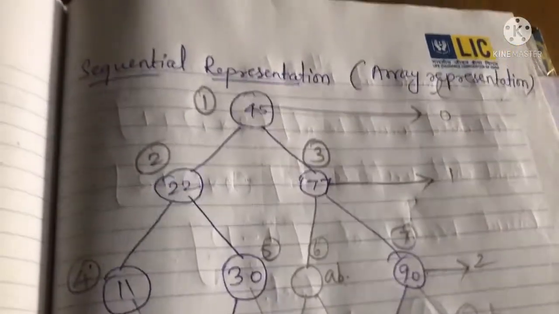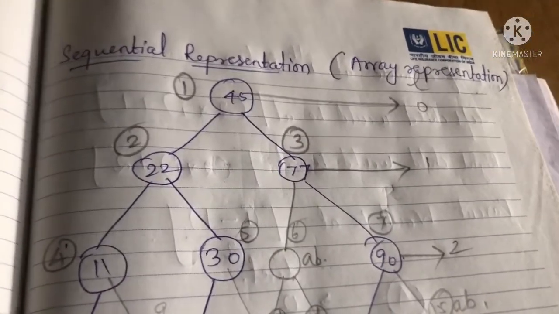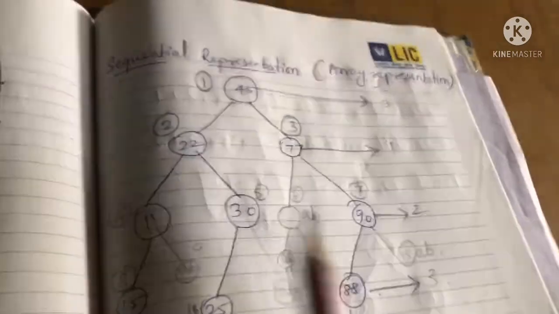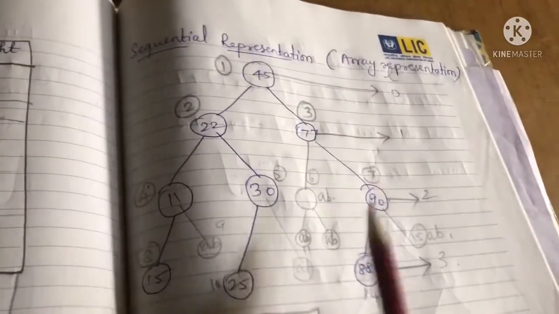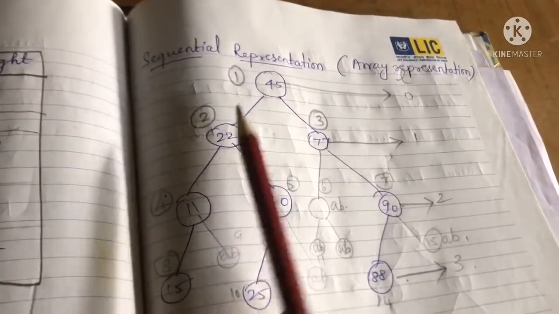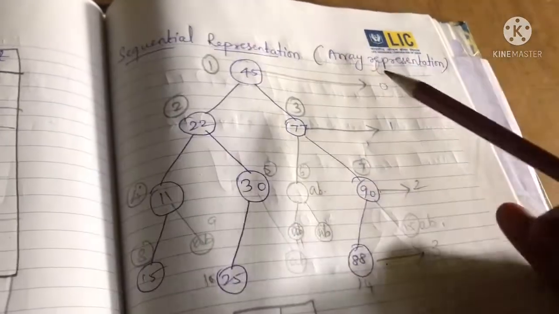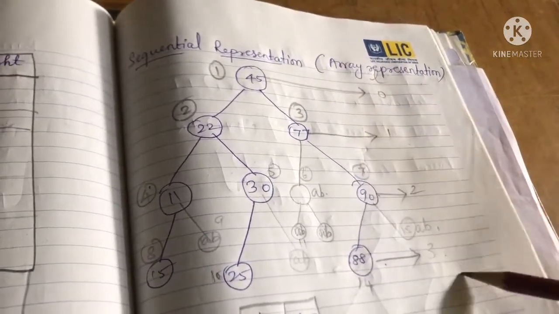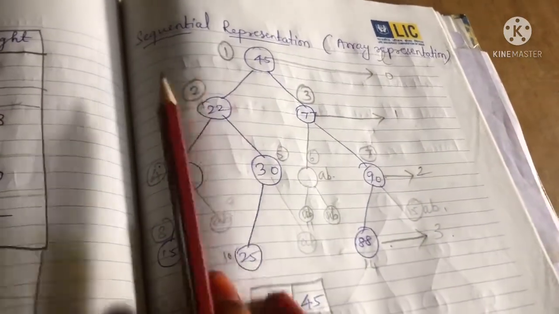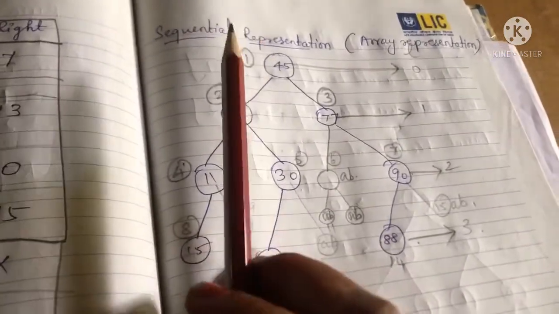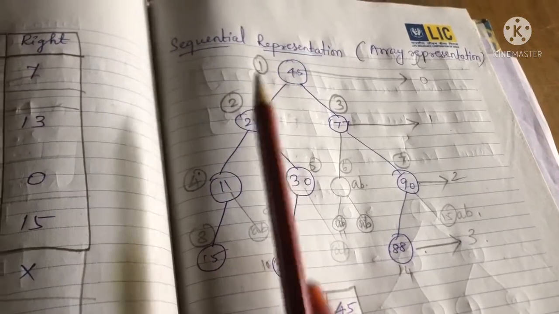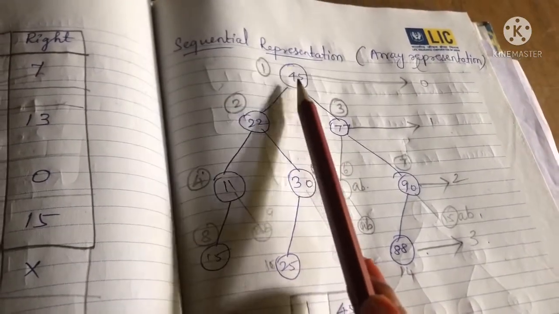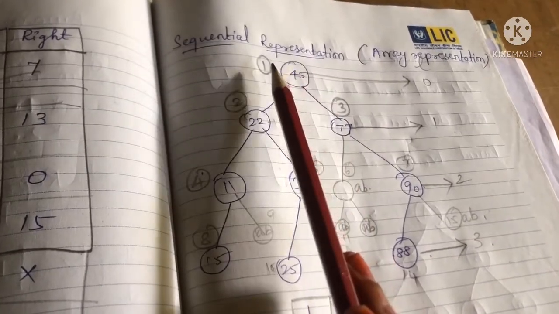Next is sequential representation, which may also be called array representation. This is an example tree structure. This representation goes level by level, that is, the 0th level, 1st level, 2nd level, 3rd level. The data are stored in memory level by level. First is the root node, 45, stored at position 1.